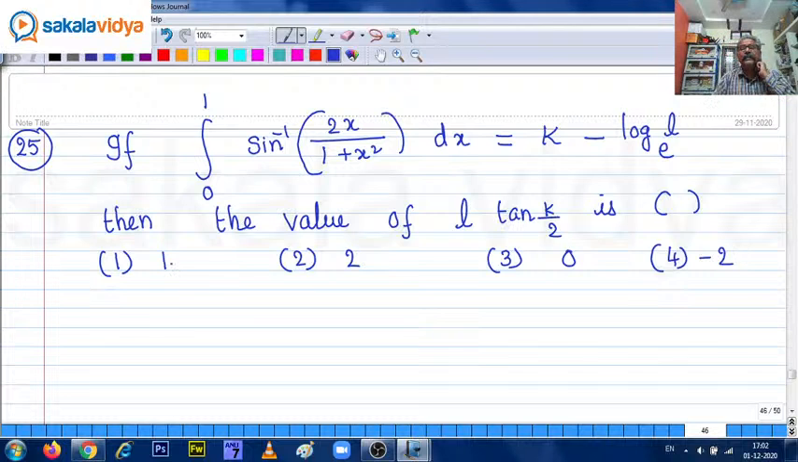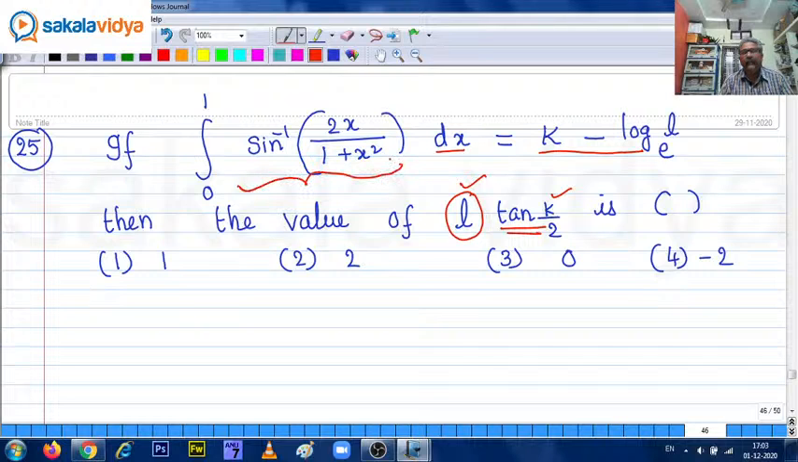Just observe this question. If integral 0 to 1 sin inverse of 2x upon 1 plus x square dx equals k minus log L to the base e, then we need to find the value of L multiplied by tan of k by 2. Right, so here first we need to find L value and k value, with the help of this definite integral value. So first we need to evaluate this value.